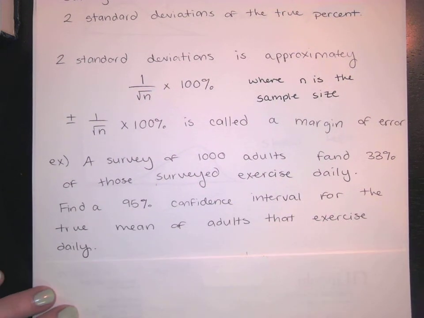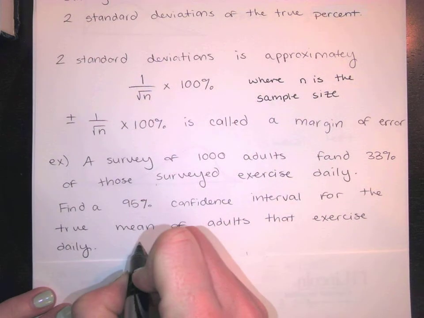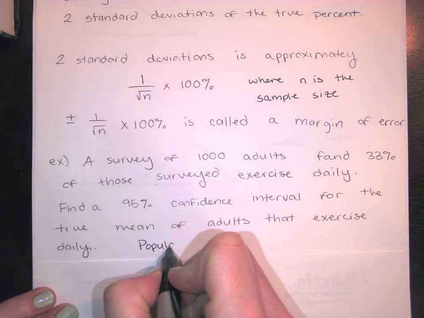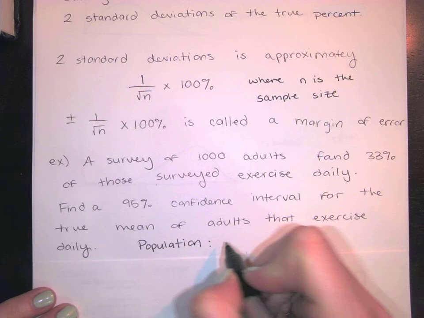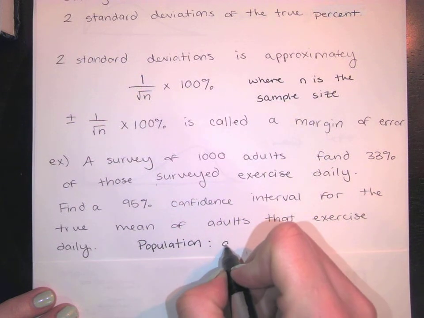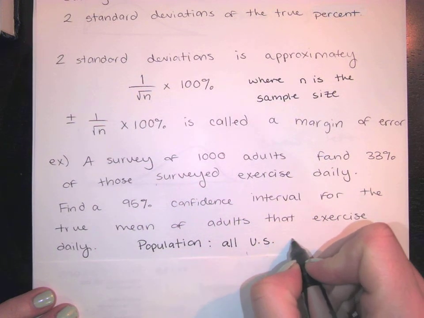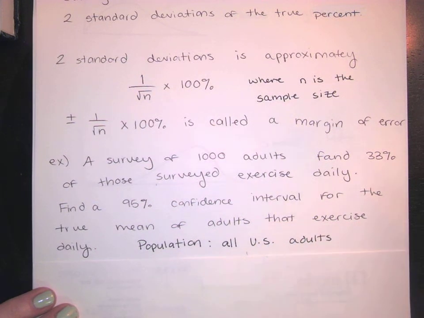Let's say a survey of 1,000 adults found that 33% of those surveyed exercise daily. We want to find a 95% confidence interval for the true mean of adults that exercise daily. So what are we trying to do? Our population is all the adults, let's say maybe in the US. So that's millions and millions of people, right?